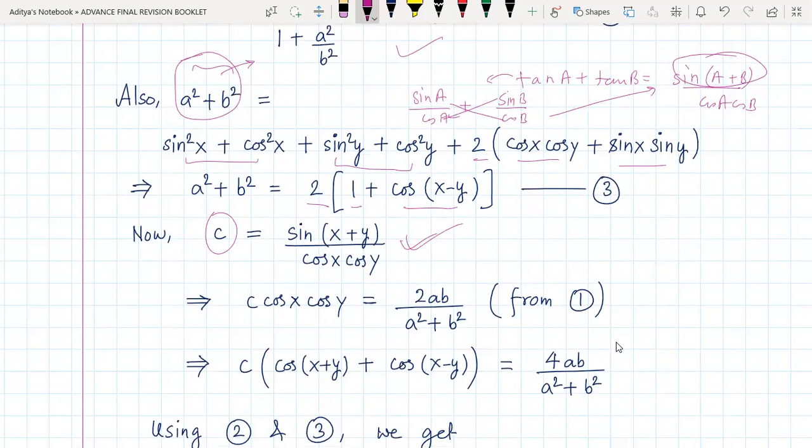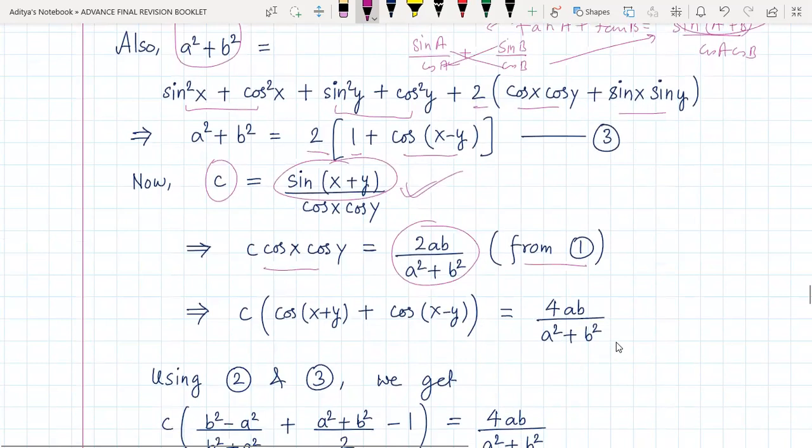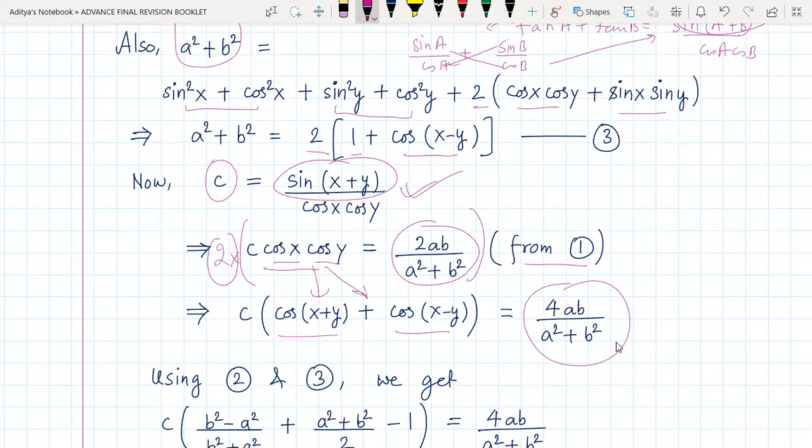Now cross multiply and we get C cos x cos y is equal to, now this I am writing as 2ab upon a square plus b square using equation 1. What is equation number 1? This. Okay, so I think till here we have got it. Now what I am doing is multiplying both sides by 2. So this becomes 4ab upon a square plus b square. And here I have used the 2 cos a cos b formula, that it is equal to cos of a plus b plus cos of a minus b. Okay, I hope this is very clear.